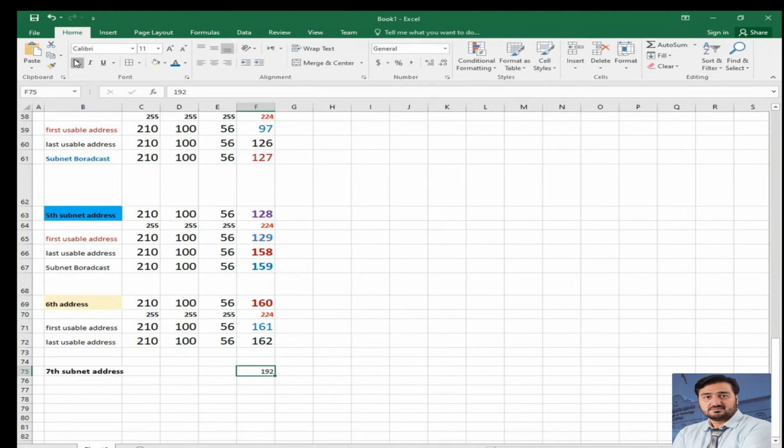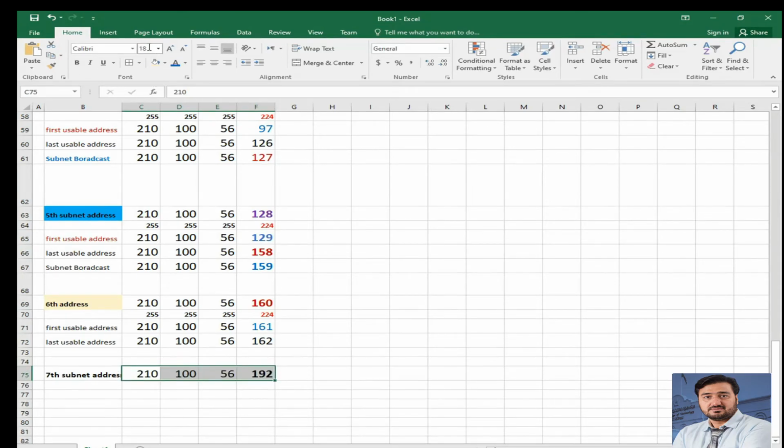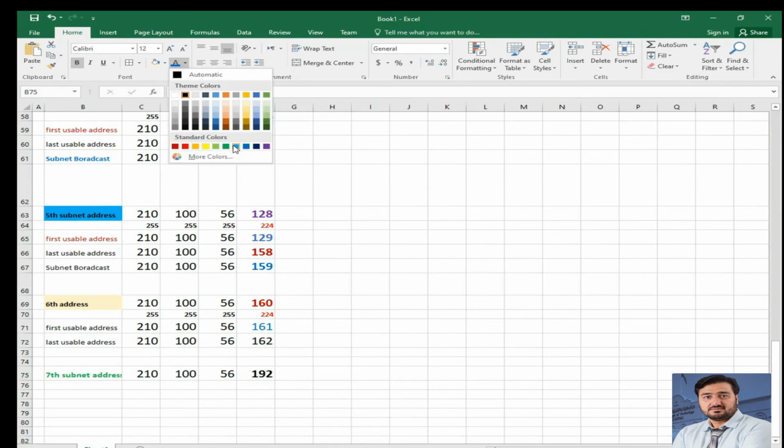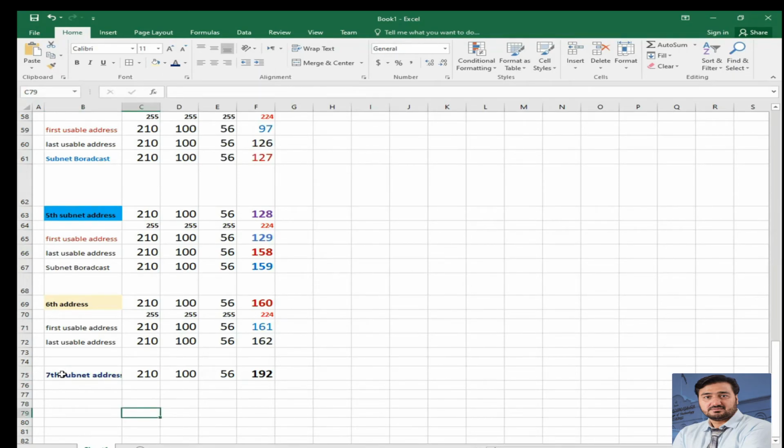Let me make it 210.156.192. So this is our seventh subnet. Okay, so what is the last usable address here? Yes, please. What is the last usable address?